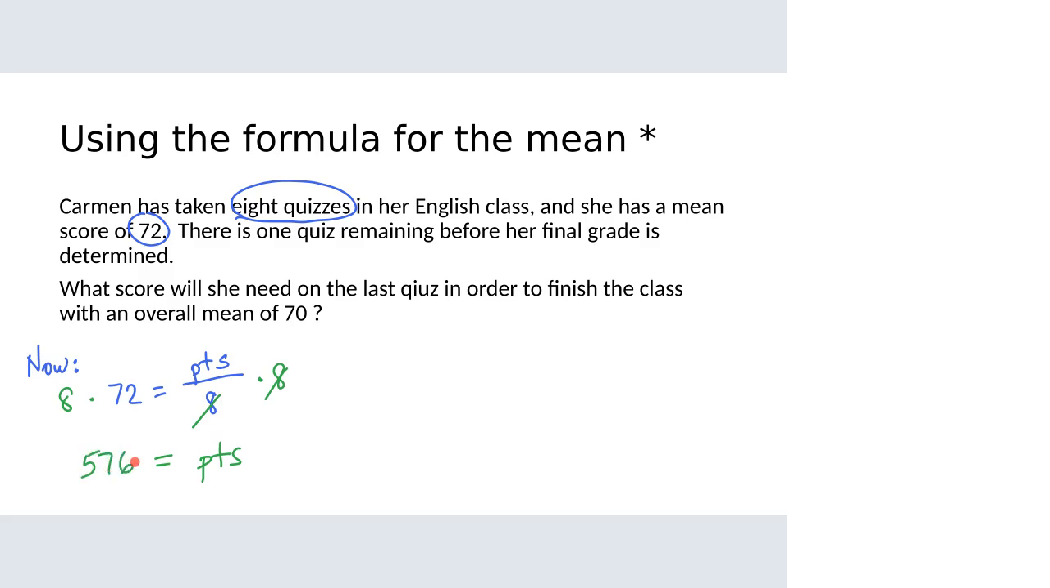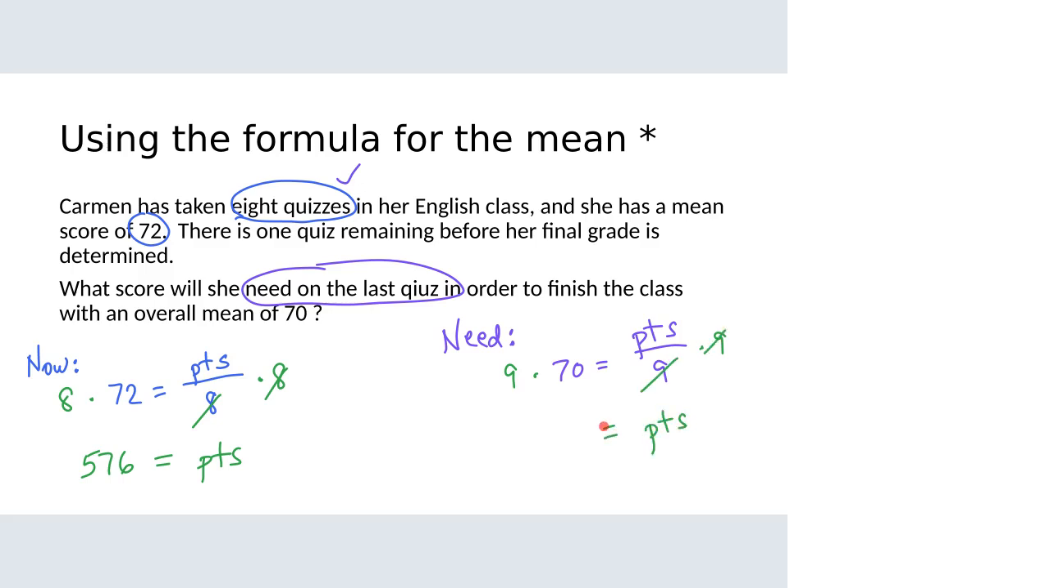576 points so far. Of course, she wants to make sure she keeps that 70, so how many points is she going to need? Well, if she wants to finish with a 70, a key here is how many points will that take if she has 8 plus this one more quiz, 9 altogether? So on 9 quizzes, to have a mean of 70, multiply both sides by 9, those cancel. The number of points she'll need is 9 times 70, 630.